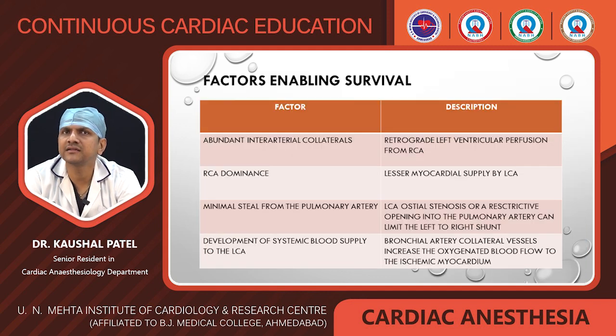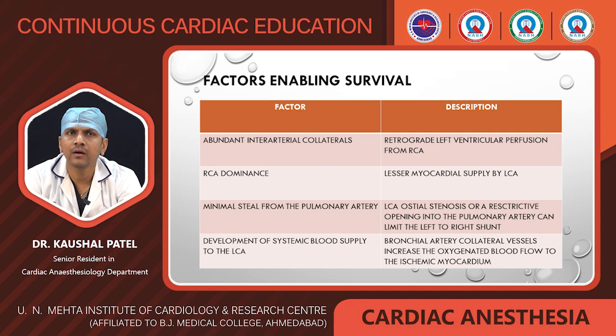Now, factors enabling the survival. The survival mainly depends on these four factors. The first factor is the abundance of the interarterial collaterals. If the collateral is good, the blood supply from the right coronary artery to the left coronary artery is good, so retrograde left ventricular perfusion occurs. Now coming to the right coronary dominance: if the right coronary dominance is present, the lateral myocardium is supplied by the left coronary artery, so the survival is good.